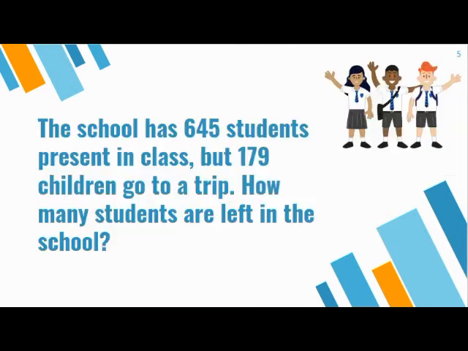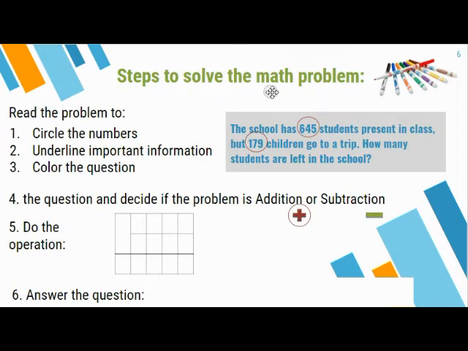Let's look at this example. The problem says, the school has 645 students present in class, but 179 children go to a trip. How many students are left in the school? Let's look at the steps to solve the math situation. First, you need to circle the numbers. In this case, 645 and 179.